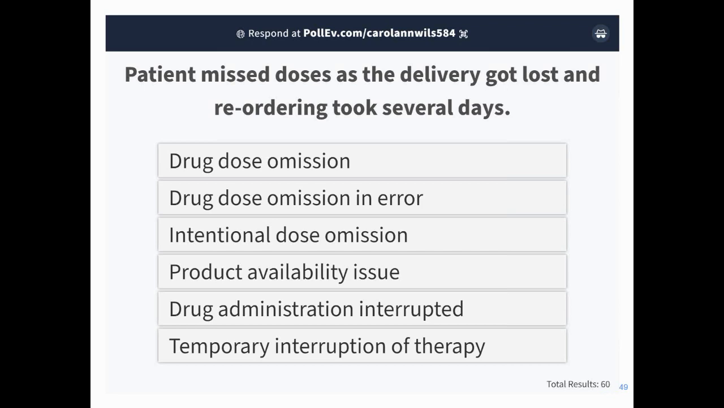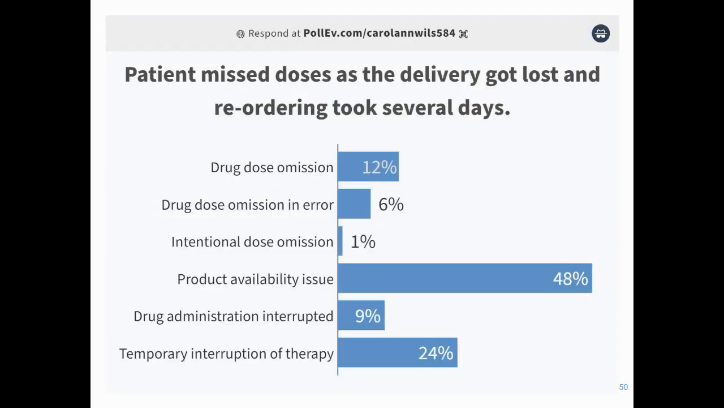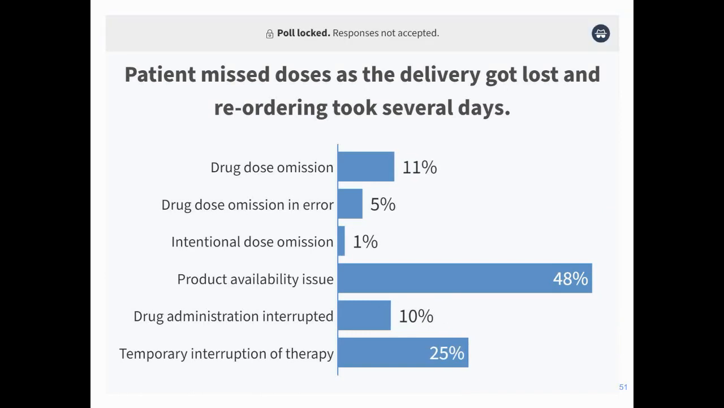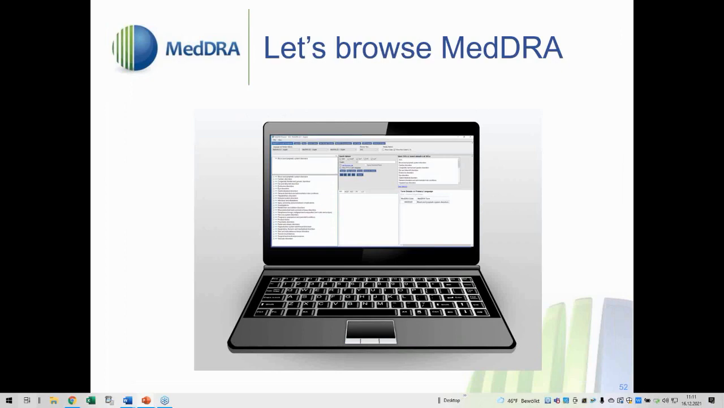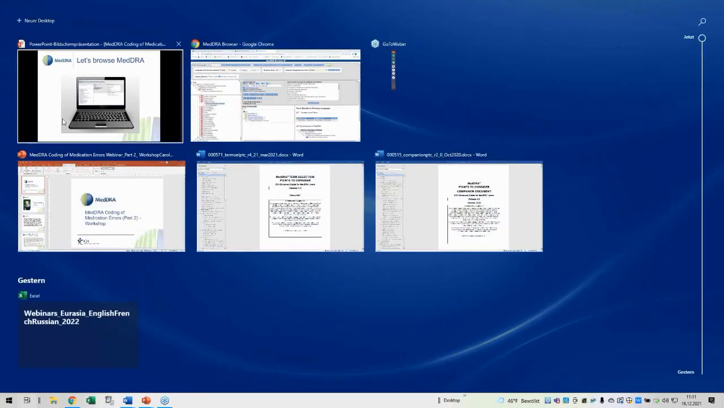Remember what we have just discussed about the different types of dose omissions and how they should be classified based on the PTC companion document. Now, most of you would go for product availability issue and temporary interruption, others also for drug dose omission or drug administration interrupted. Let me close the poll in the interest of time. And again, show you in the browser.